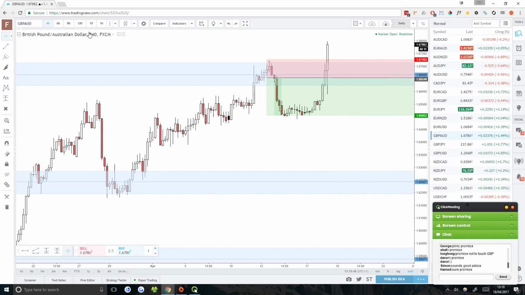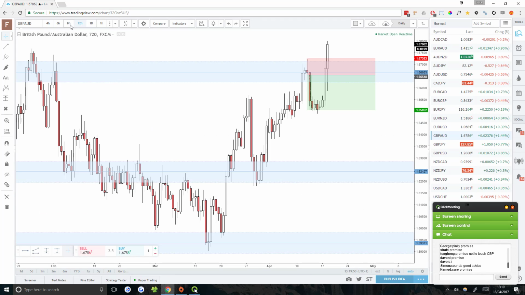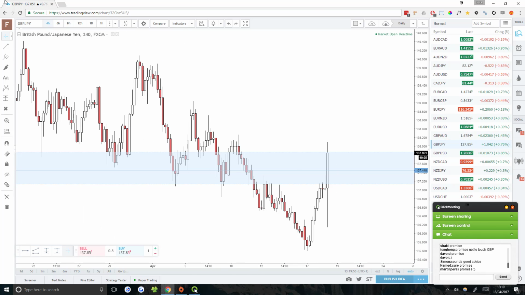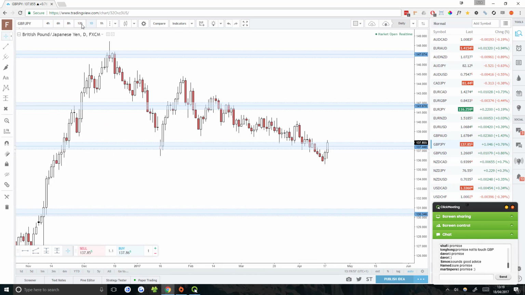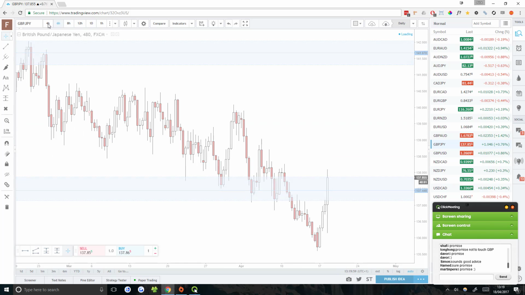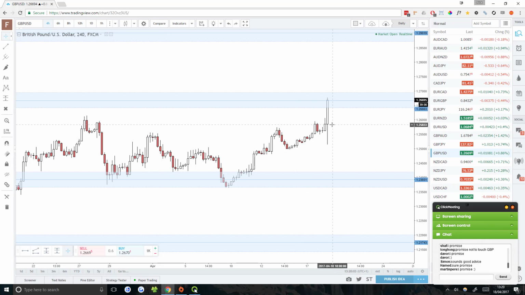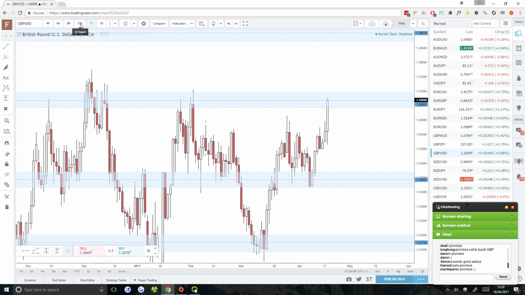I'm just kind of blitzing through everything right now, not really seeing anything. I'm going to take a look at the GBP pairs, but I'm not going to trade them. I'm just going to take a look and see what's going on. Look at GBP-USD, bam, bam. I love it.